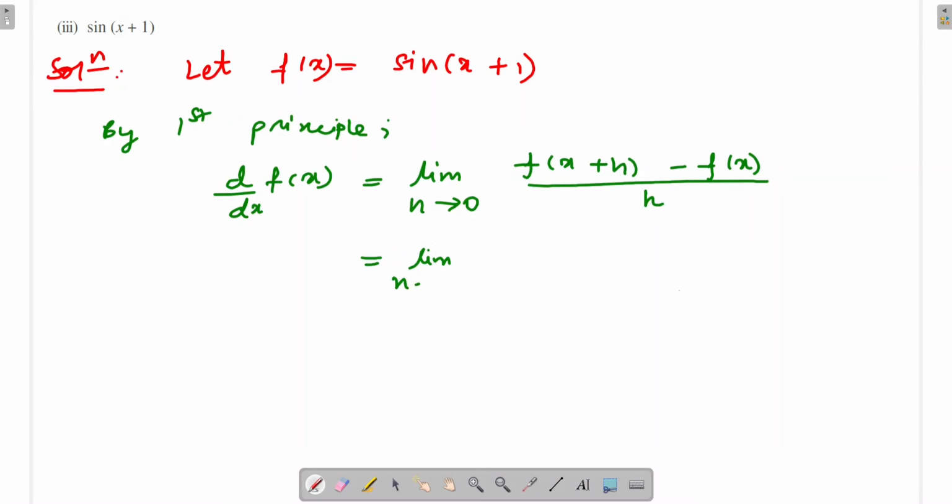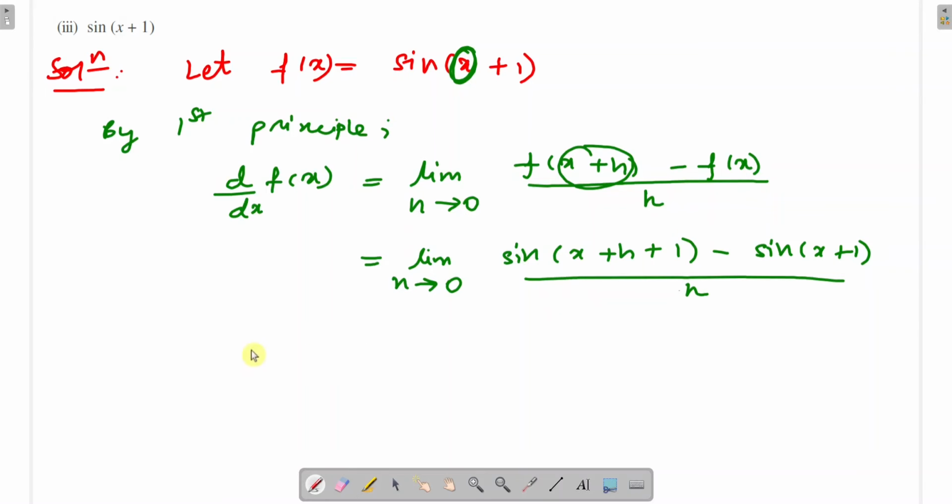So limit h tends to 0, f of x plus h is sin of x plus h plus 1, minus, simply replace x by x plus h, and now there is no minus sign here, so no need to worry, no need to put extra brackets here. So simply in place of x you have to write x plus h, so x plus h plus 1 I have written here, minus f of x is sin x plus 1, and then divided by h. So this will be equal to limit h tends to 0.